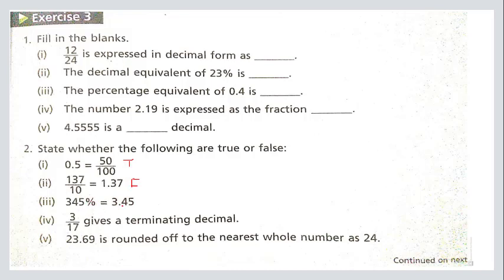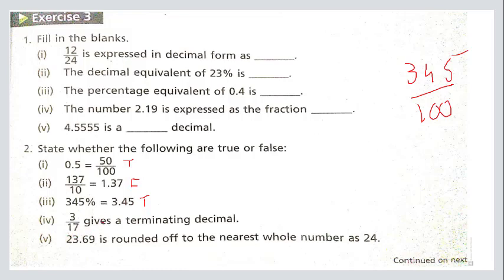345% is equal to 3.45. Now this one is actually true. Why is this true? Because 345% means 345 divided by 100. Now 345 divided by 100 in decimal is equal to 3.45. Right? So this one is true.